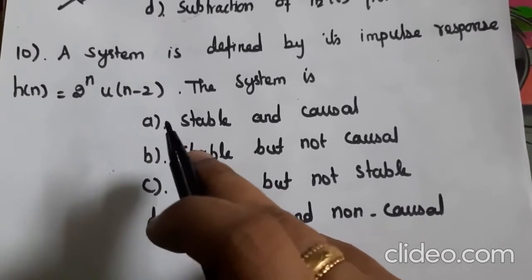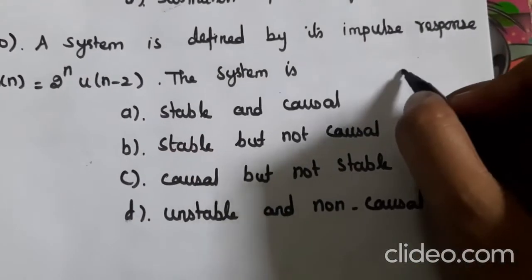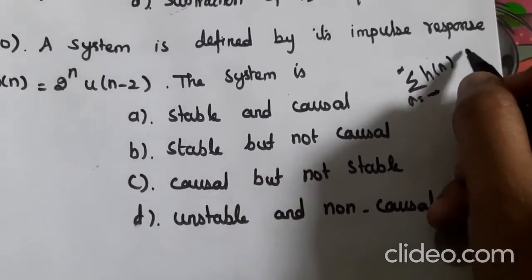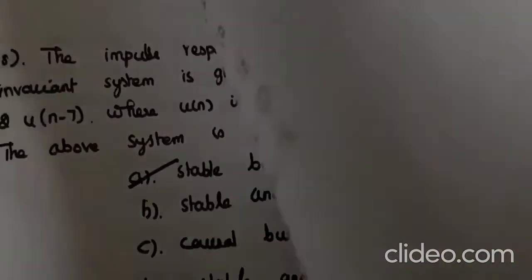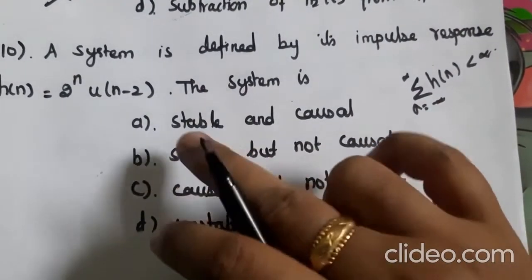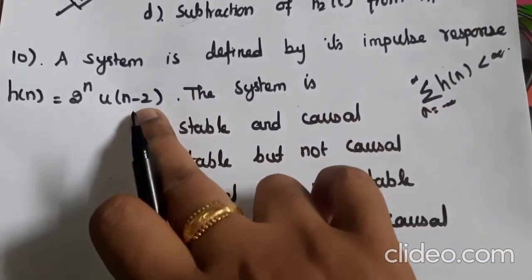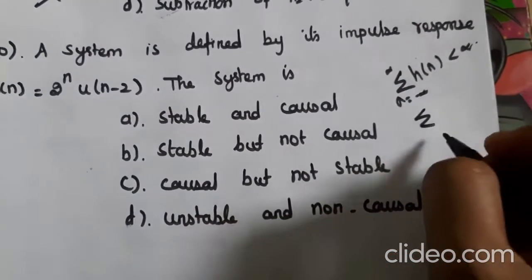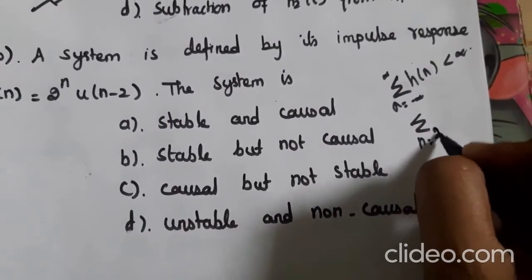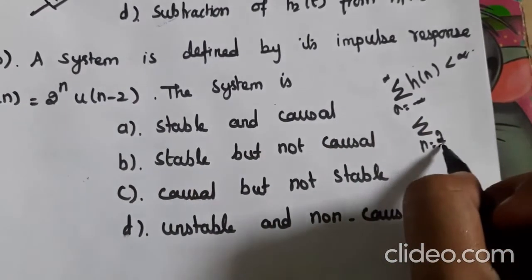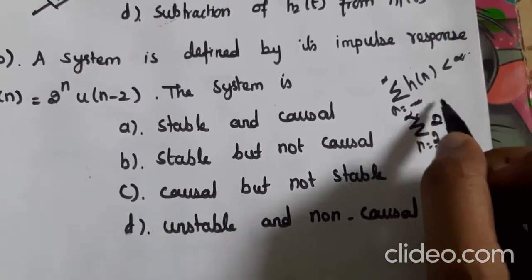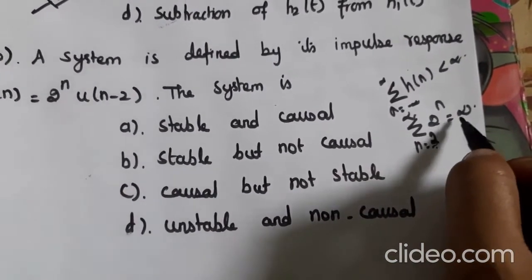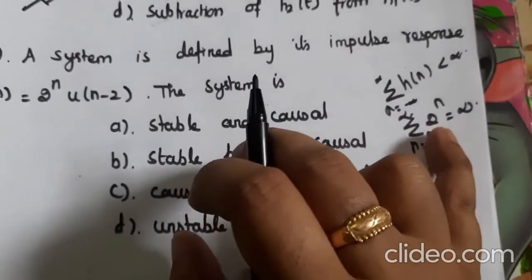But for considering stability, the summation from n equal to minus infinity to infinity of the magnitude of h of n must be less than infinity. Here h of n is multiplied with the unit sequence, so we get the summation with limits from 2 to infinity of 2 power n. This is equal to infinity, so the value is not bounded here.